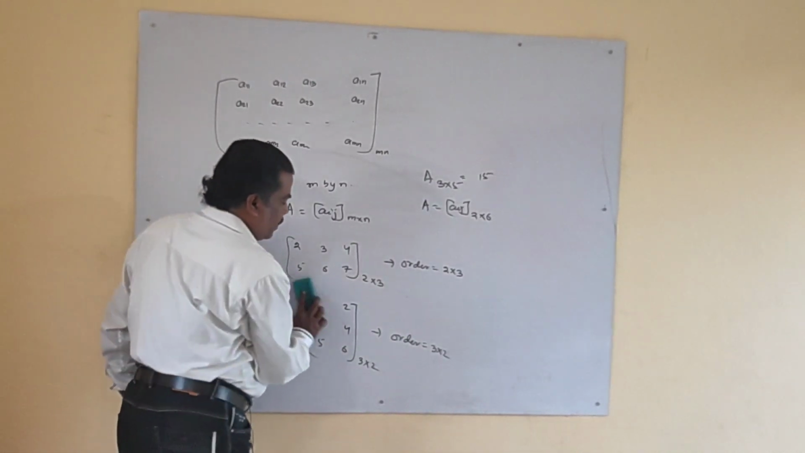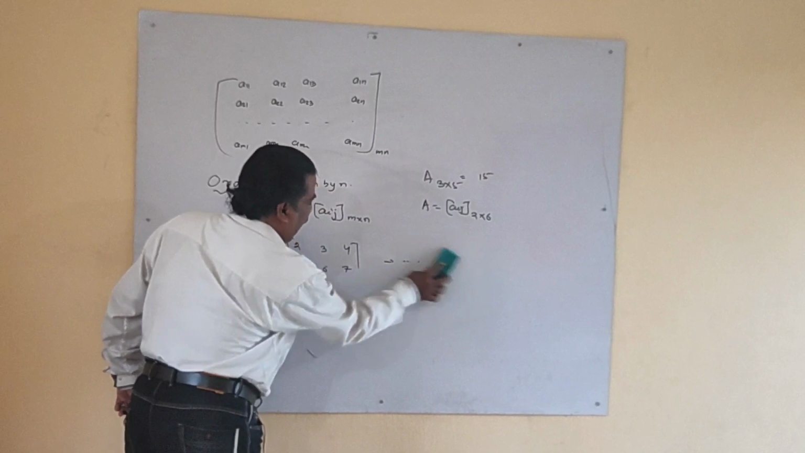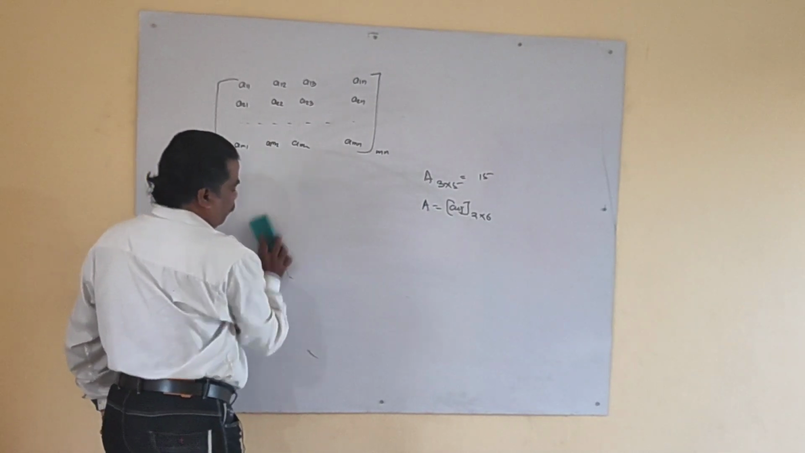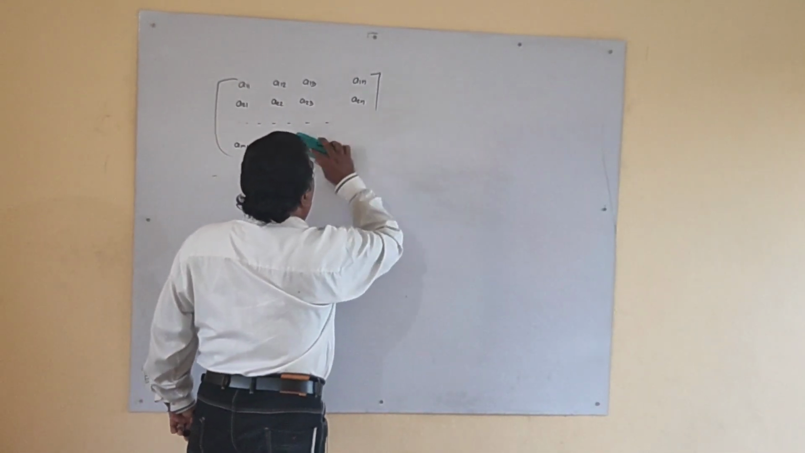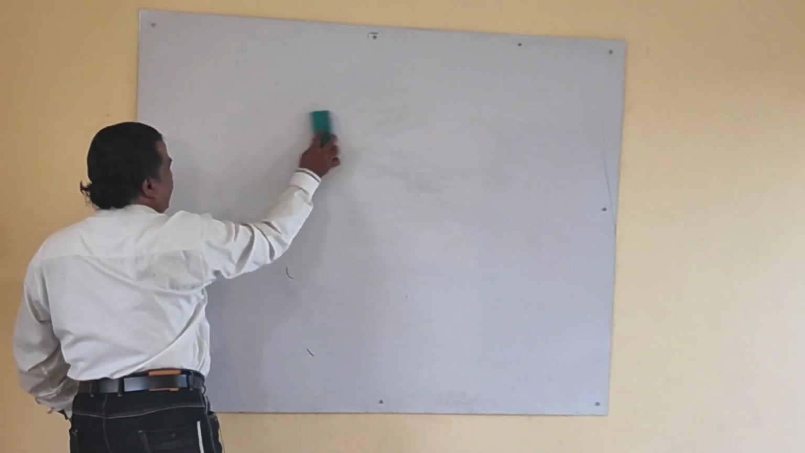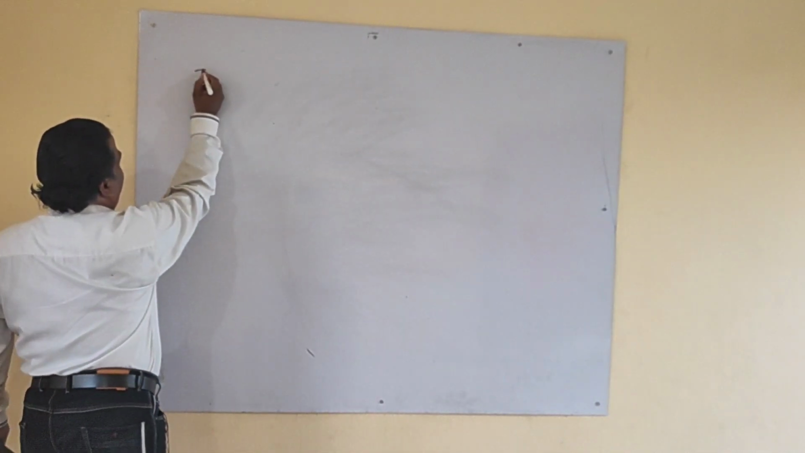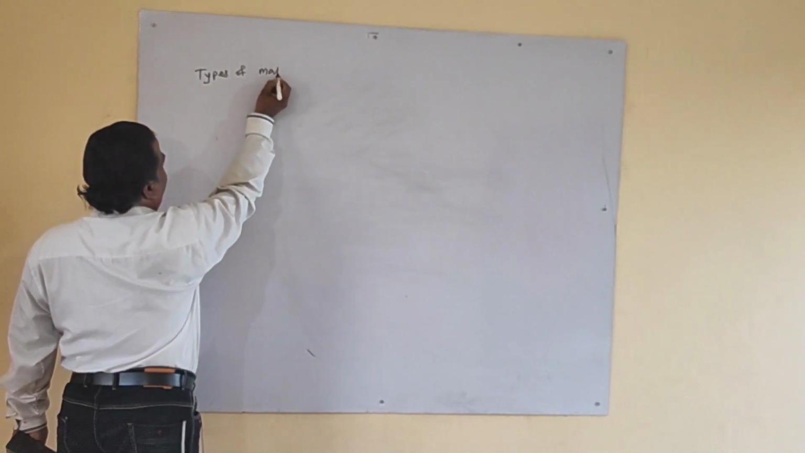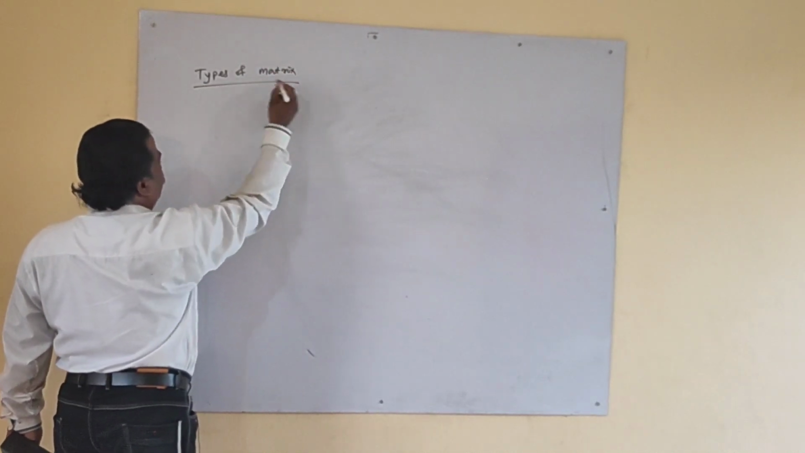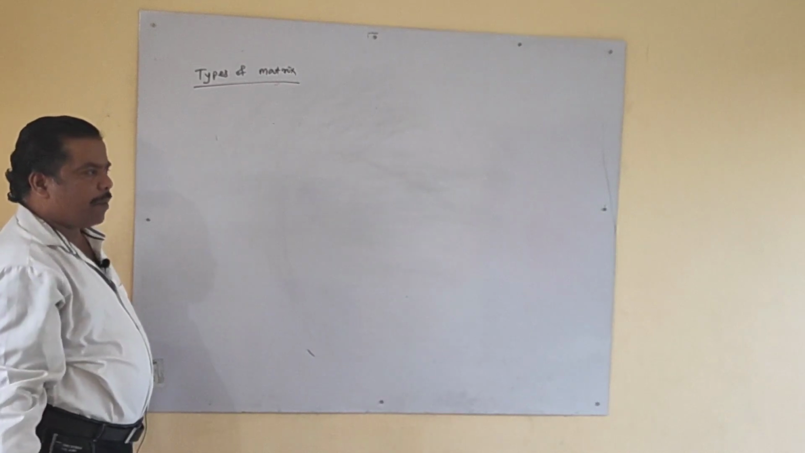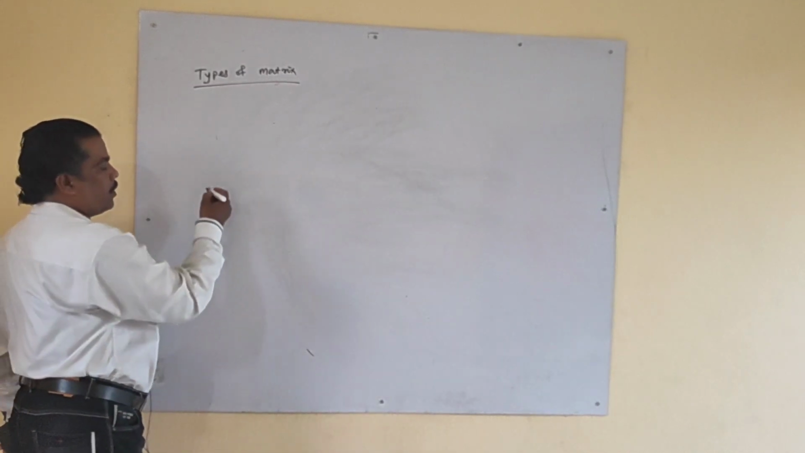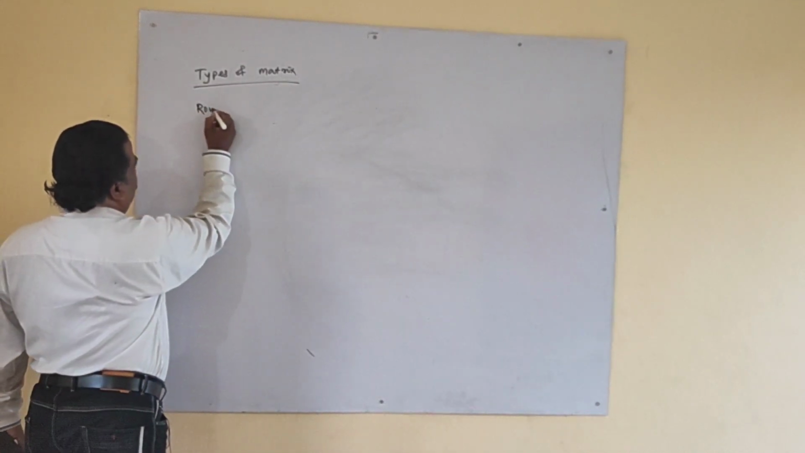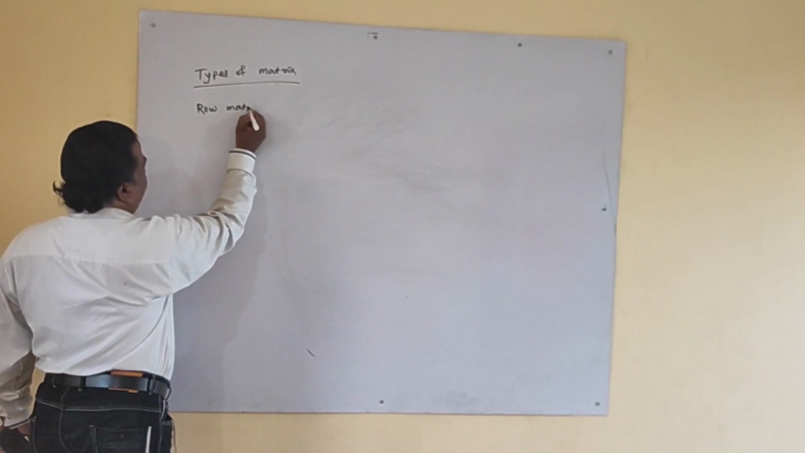Now next we study the types of matrix. There are different types of matrix. First, the row matrix.